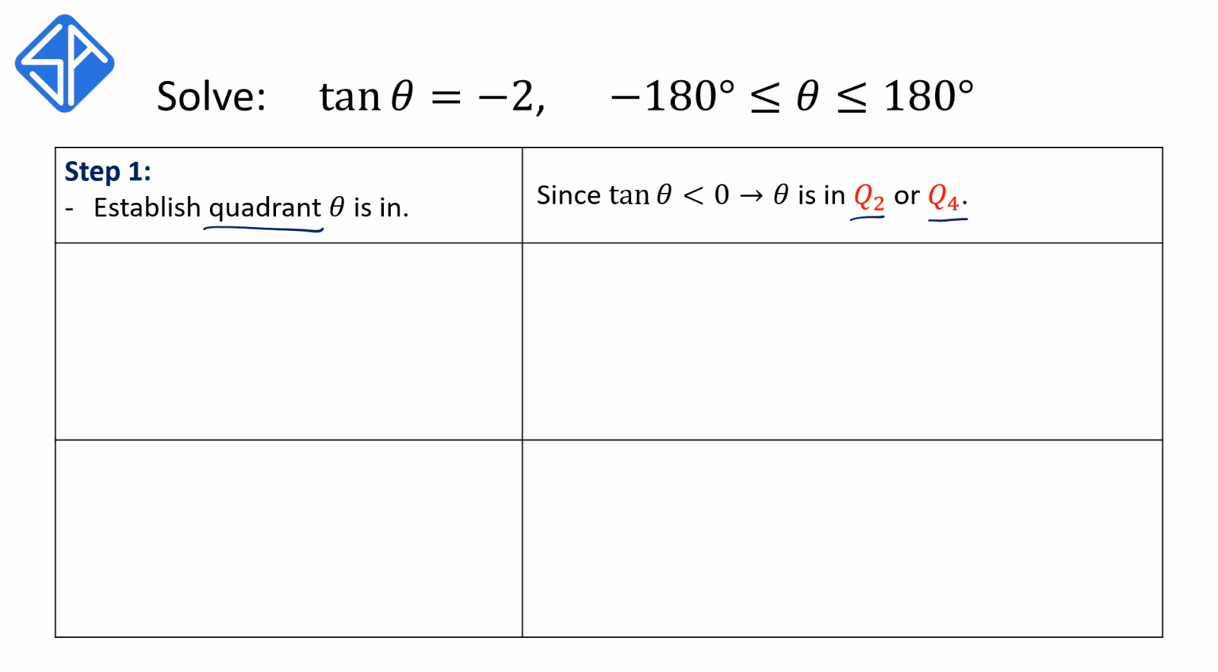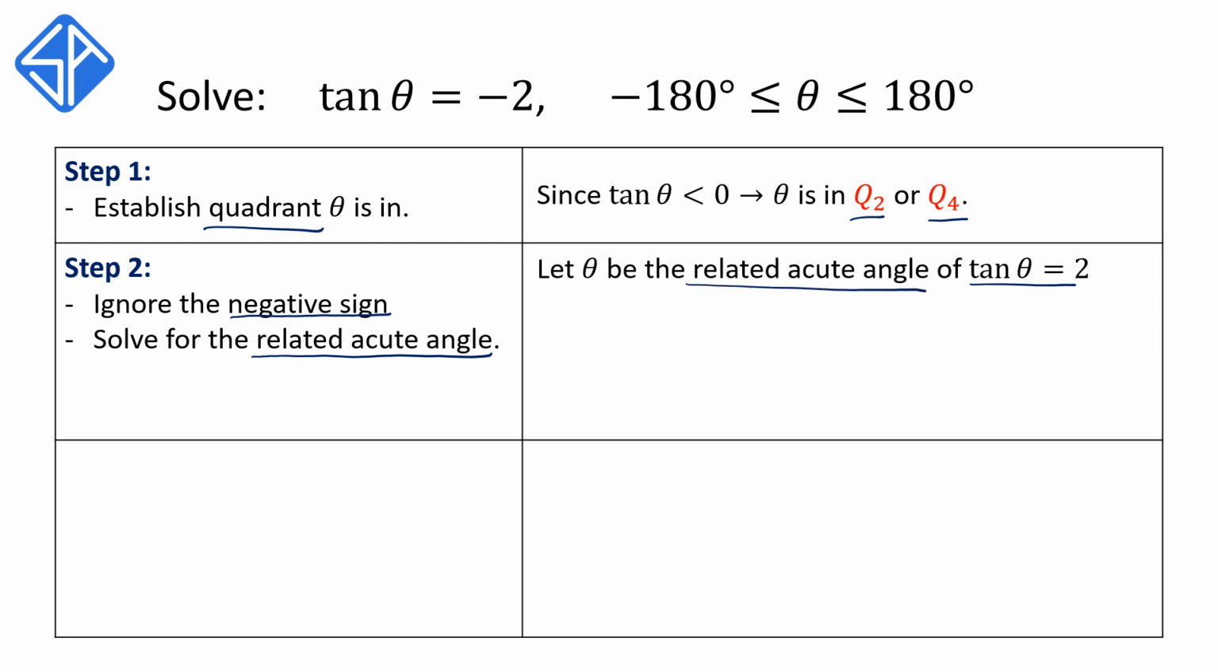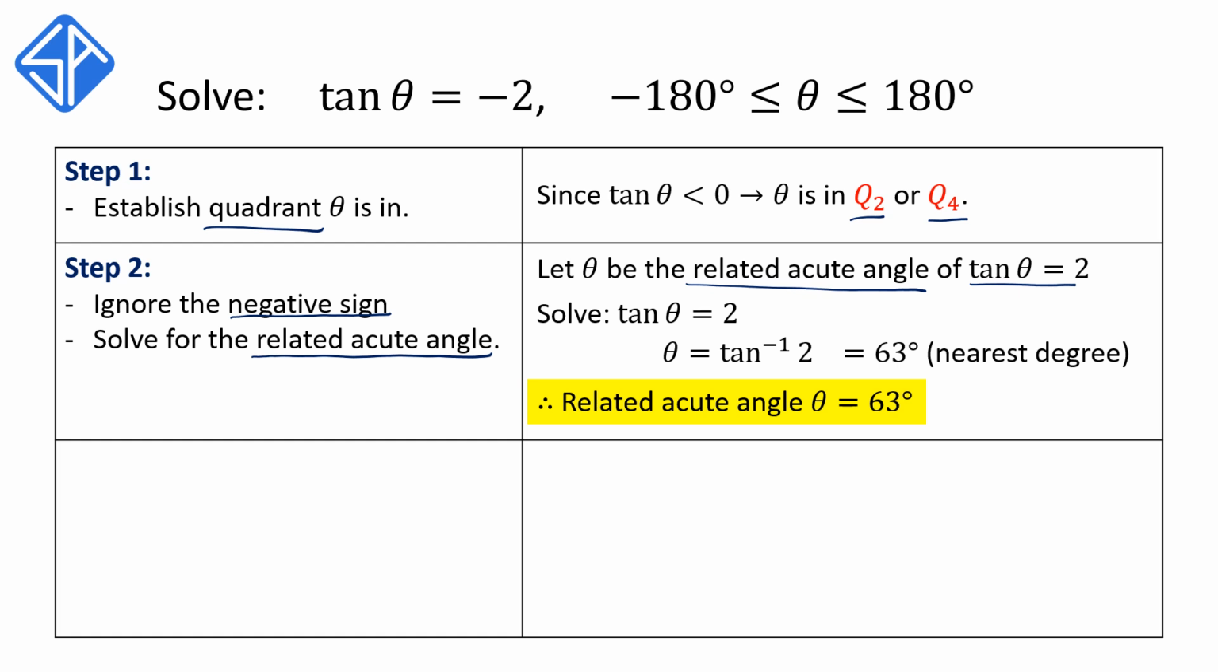Then we're going to begin solving the equation. So in step 2, we first ignore the negative sign in the equation and solve for the related acute angle. So we say, let theta be the related acute angle of tan theta is equal to 2. So notice how the negative sign in front of the 2 has disappeared. So we're going to solve tan theta is equal to 2. Theta is equal to inverse tan of 2. And with the calculator, this gives us 63 degrees to the nearest degree. So therefore, our related acute angle theta is equal to 63 degrees.